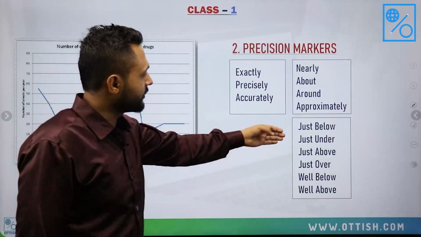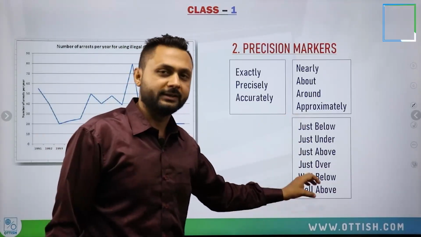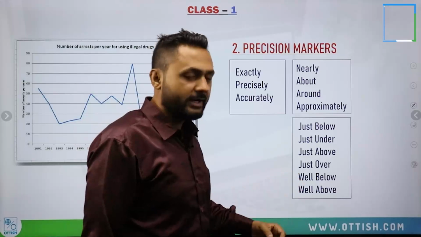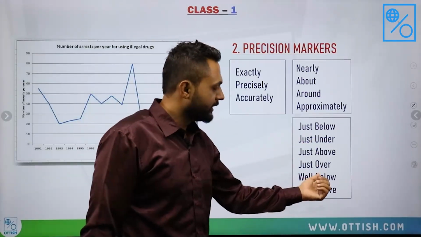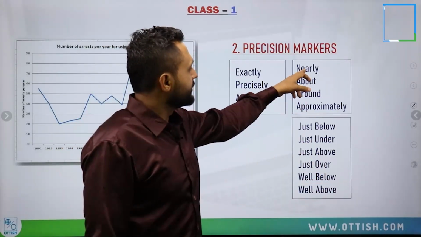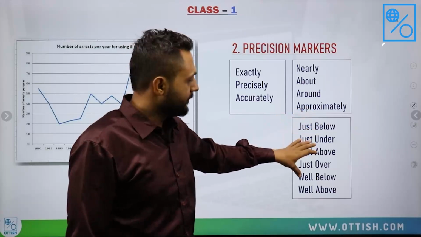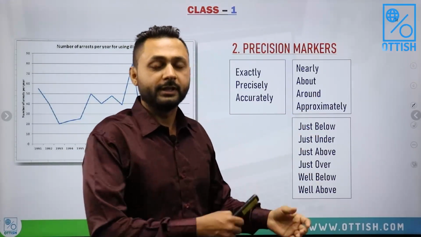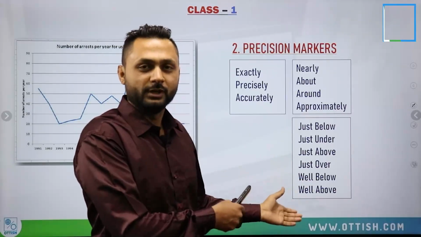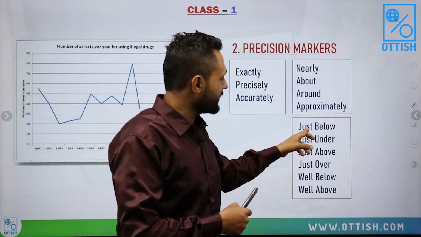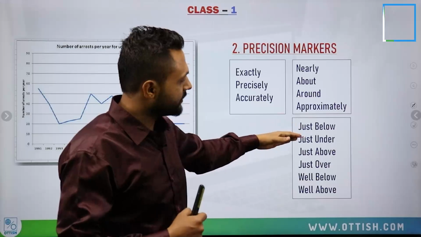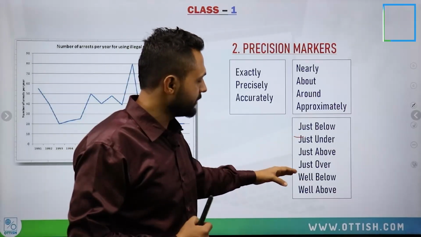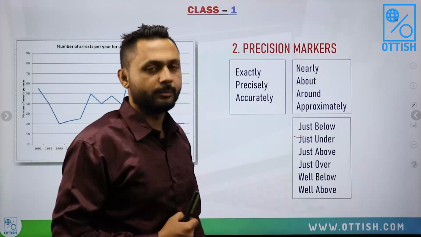See, these are some of the advanced precision markers, and these precision markers are very important because I don't find most of the students using these words. Most of the students use nearly, about, approximately, but they do not use these words. Why? Because they do not know that they need to use these words. Okay. So what is the meaning of these words? Let's say just below, just under, just above, just over, well below, well above.